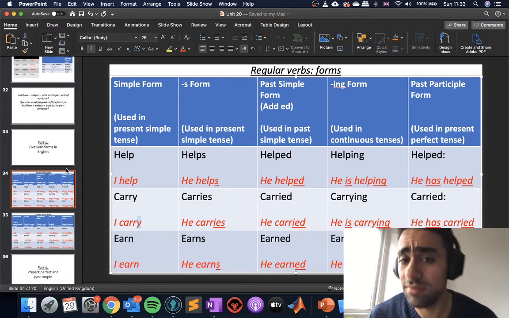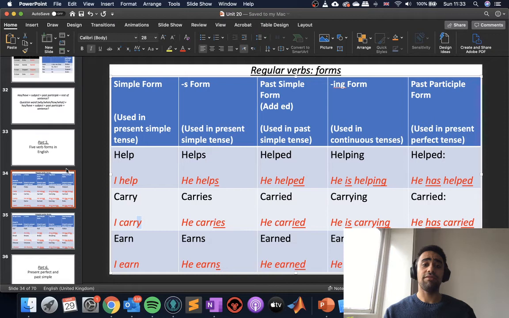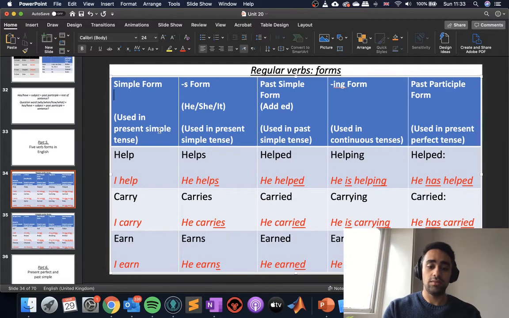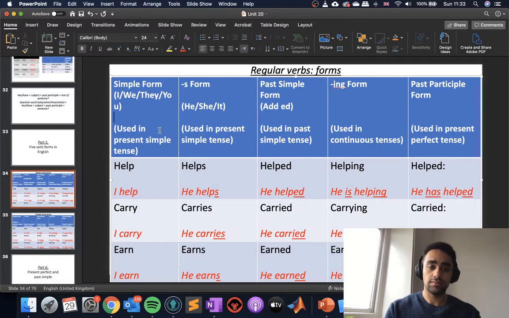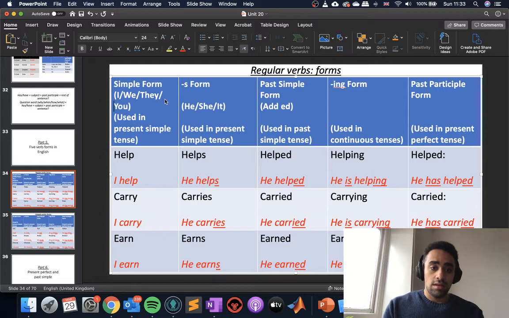Okay, so I'll go back to my forms of the verbs. And then again, if you have any questions, please ask. Past simple. So we have the simple form without an S, the simple form with the S, that's for he, she, and it. In the simple form, we have with I, we, they, you. All right.